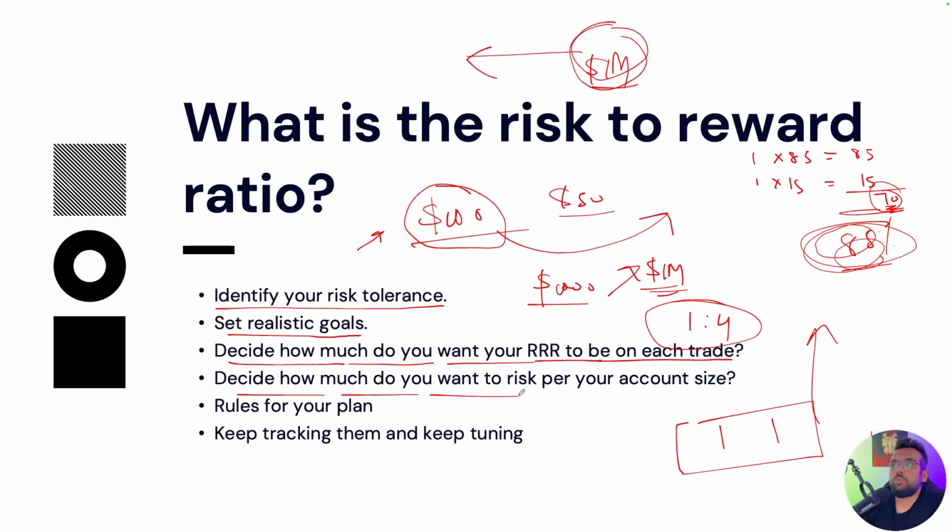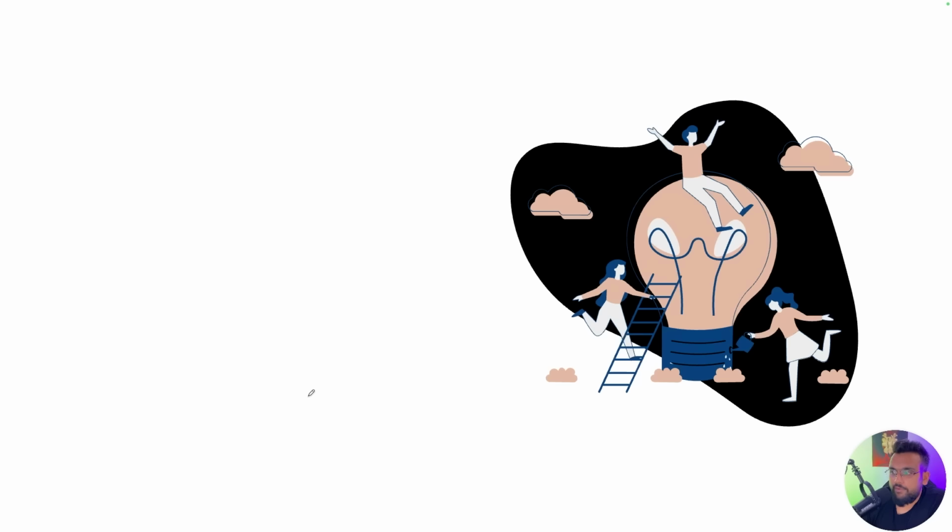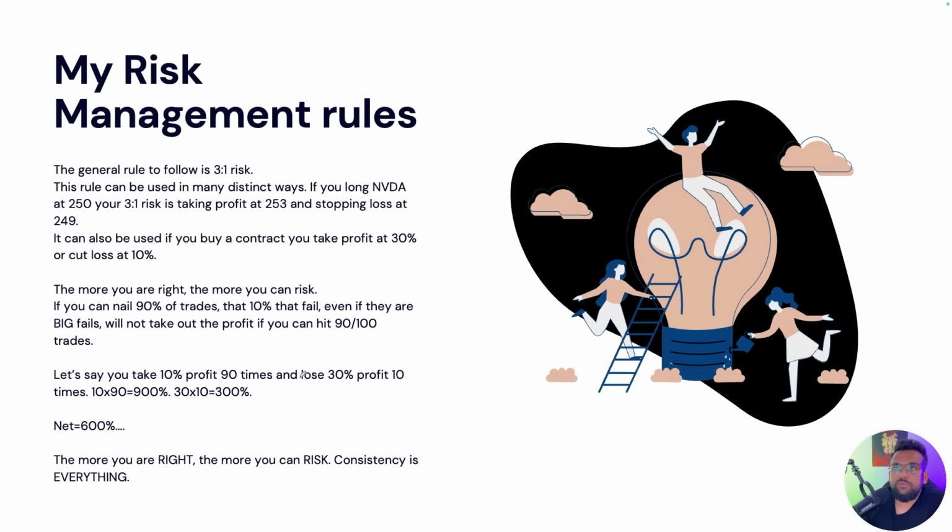Decide how much you want to risk per your trading account. Then you need rules for your plan, and then keep tracking them and keep tuning them. All right? You need to sit down, make your rules. Very, very important. Now, my general risk management rule to follow is 3-1. This is the rule that I always teach my students. This rule can be used in many distinct ways.